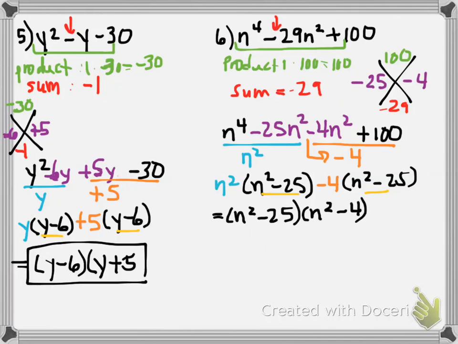So now we have to check to see if we have the difference of squares. Is n squared minus 25 a perfect square? Yes, it is. So we're going to have to take the square root of those. Oops, sorry, that's supposed to be a 5. And that's going to give us 2 binomials, n plus 5, n minus 5.